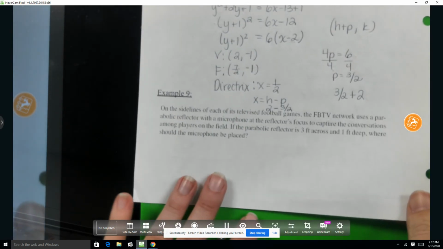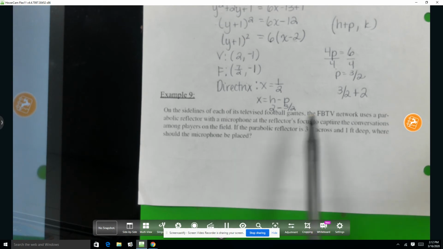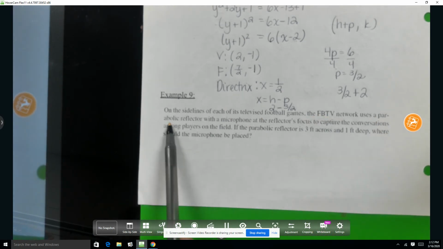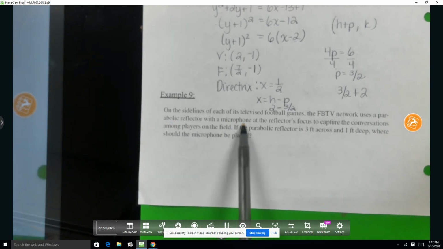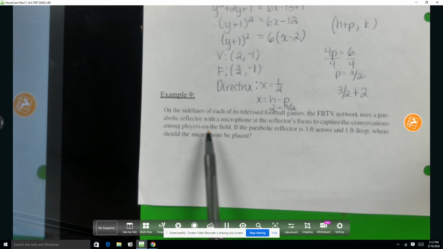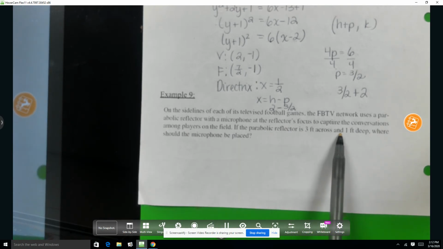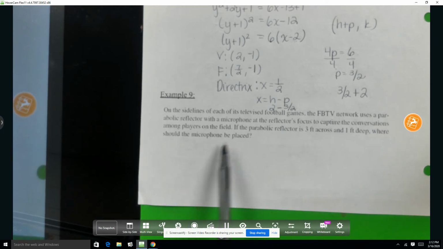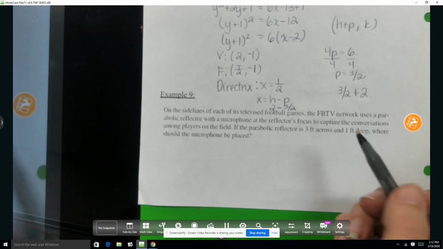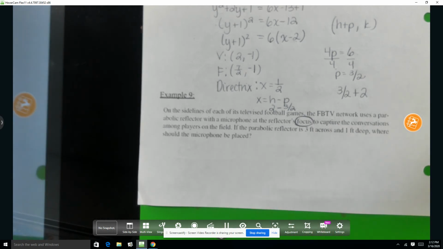The final example that we're going to talk about with parabolas says, on the sidelines of each of its televised football games, the FB-TV network uses a parabolic reflector with a microphone at the reflector's focus to capture the conversations among players on the field. If the parabolic reflector is 3 feet across and 1 foot deep, where should the microphone be placed? Okay, so the key is that the microphone needs to be placed at the reflector's focus.